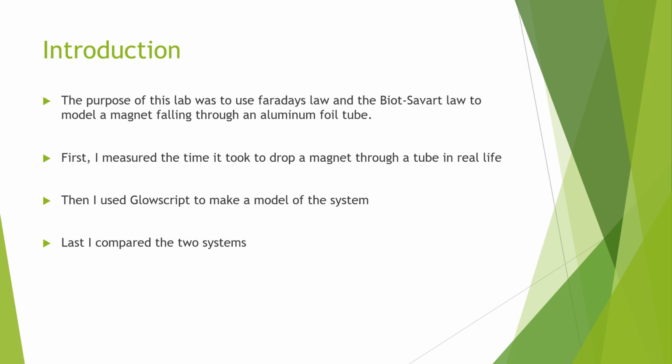The purpose of this lab was to use Faraday's Law and the Biot-Savart Law to model a magnet falling through an aluminum foil tube. First, I measured the time it took to drop a magnet through an aluminum tube in real life. Then, I used GlowScript to create a model of the system using provided starter code. Finally, I compared the observed time to the model's projected time.